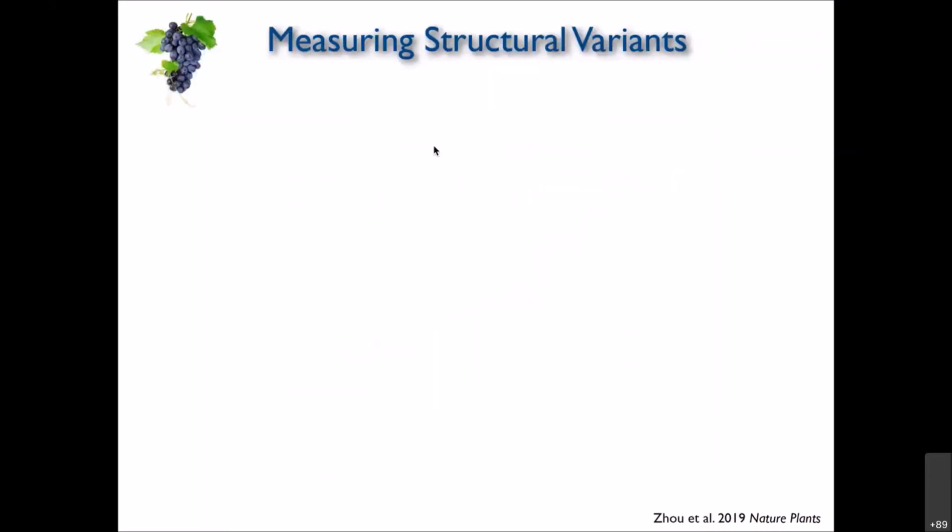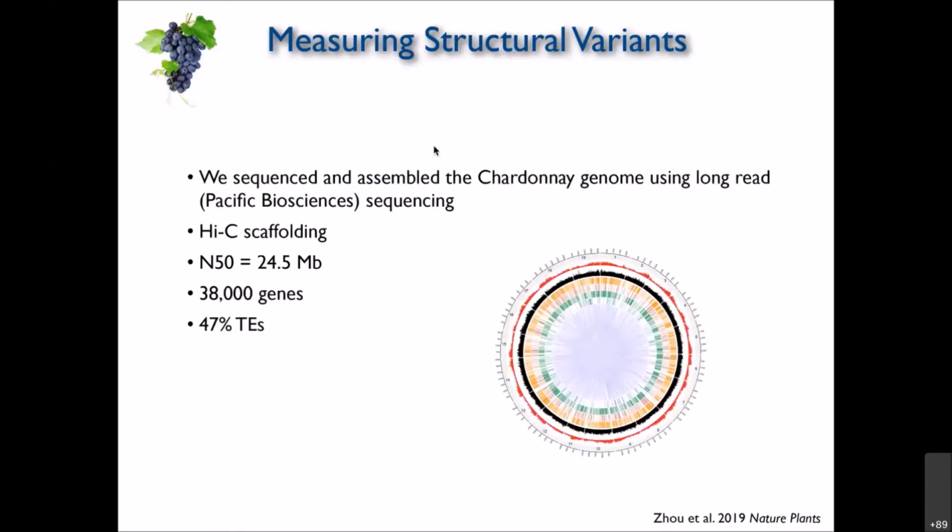Fine. We've seen this with SNPs, but what about structural variants? Structural variants, which are big changes in genomes, inversions, deletions, insertions, those kinds of things, are they also accumulating in these clonally propagated plants? We wanted to ask that question, and to do that, we sequenced and assembled the Chardonnay genome using PacBio sequencing. So long read sequencing, where you can really look at big chunks of the genome.